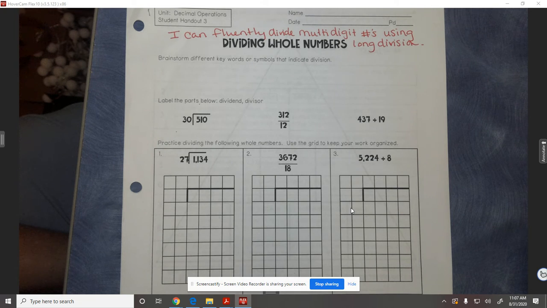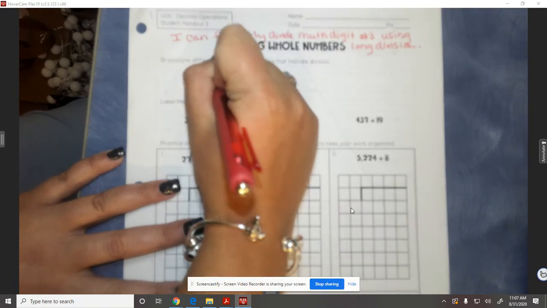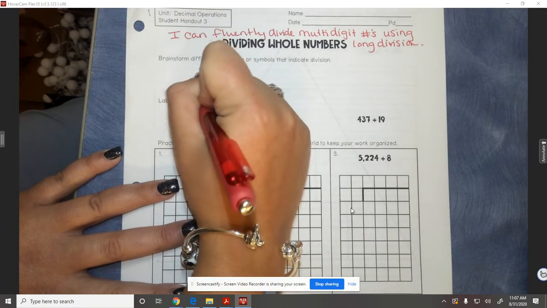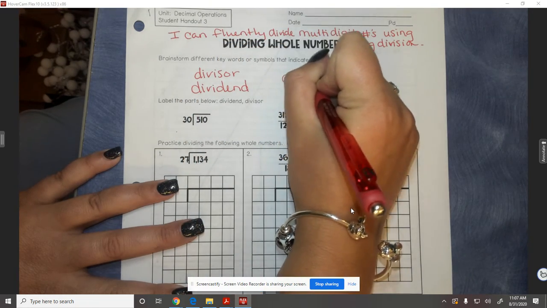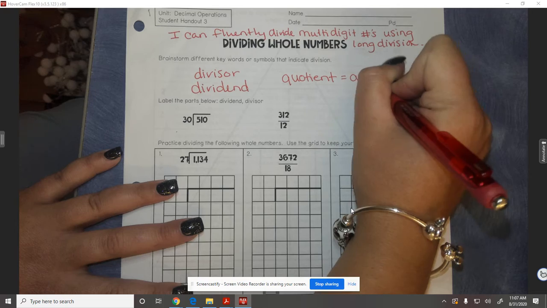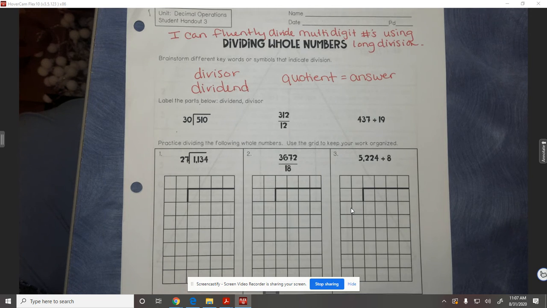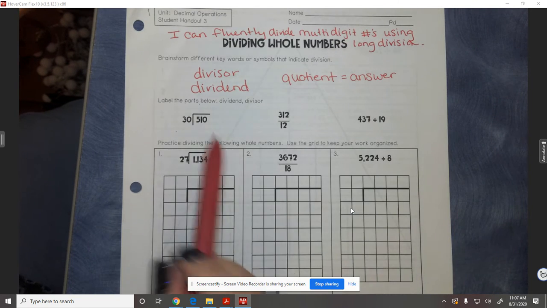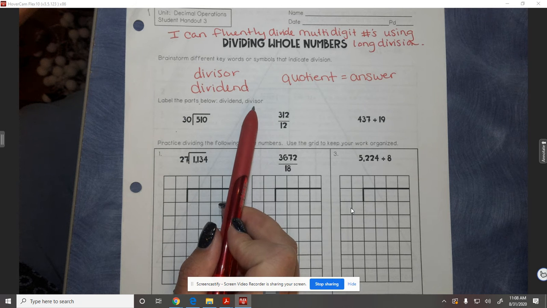Now, there's a couple of key words when we're talking about division. We have your divisor, you have your dividend, and you have your quotient. Your quotient, if you remember correctly, is the answer to a division problem. We're going to talk about divisor and dividend together. If you look at this part right here, it says label the parts below, dividend and divisor. So your dividend is the whole number, and the divisor is what's dividing up the whole number. So this is what's being divided and by how much.